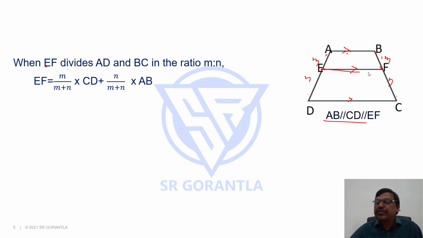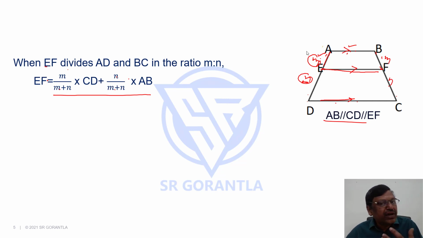This length EF can be obtained by this equation. You see here, m by m plus n into CD. Similarly, n by m plus n into the opposite side AB. When you are considering m by m plus n, you are taking this side. When you are considering n by m plus n, you are considering AB. That's how you can remember things easily. This is a very useful statement where in quite a few exams we had questions on this.